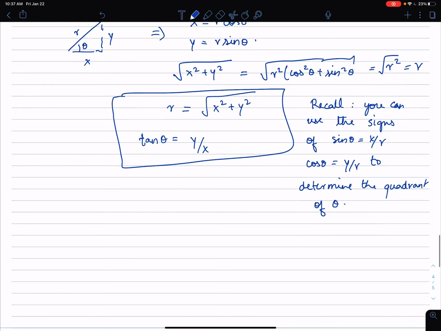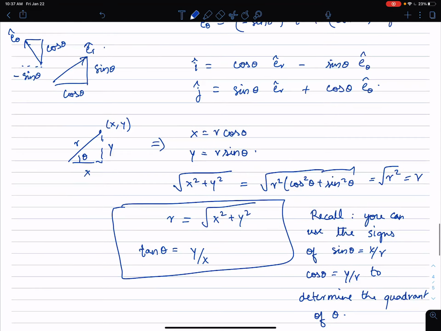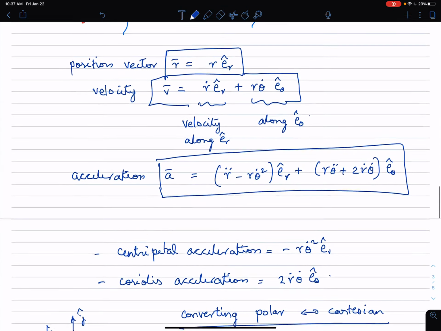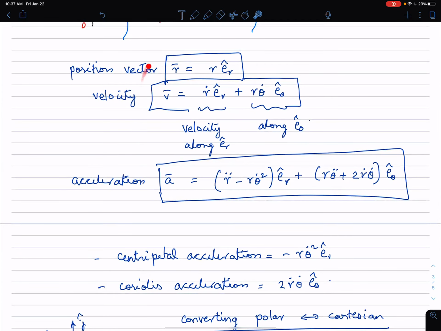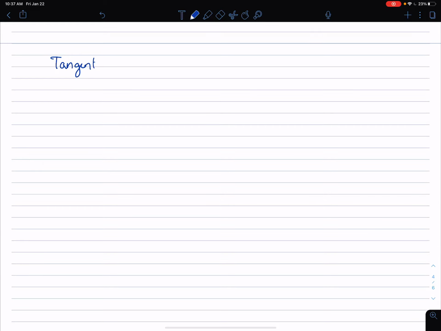Okay, so that's about polar coordinates. The next topic is tangential normal coordinates. So we'll just do the theory quickly. For polar coordinates, it's pretty straightforward. You just have to remember or use these formulas. It's conceptually pretty straightforward. Tangential normal is a little bit more subtle, I would say, conceptually. It's still straightforward, but a bit more subtle. So let me just write down tangential normal coordinates.